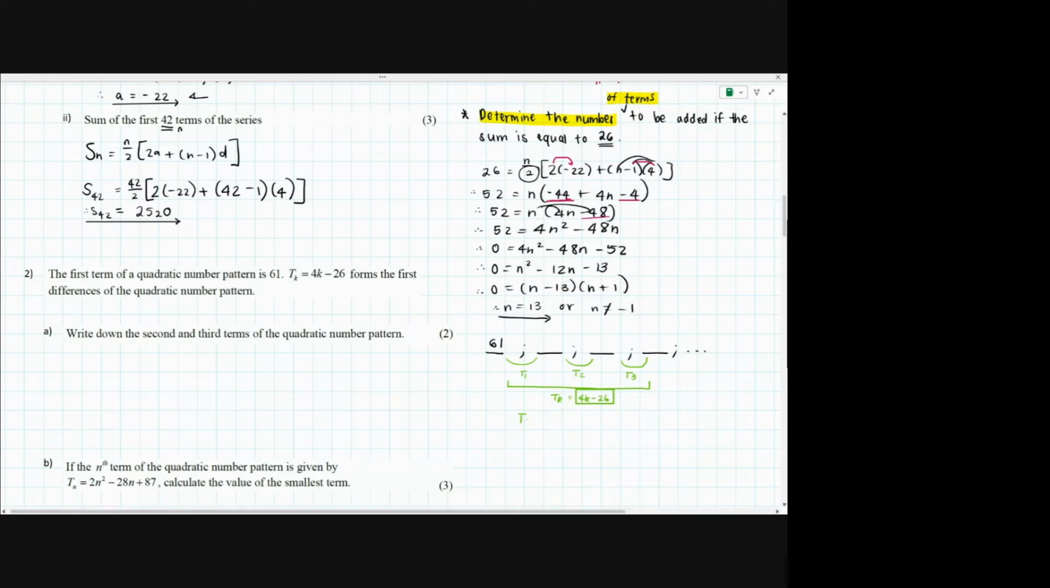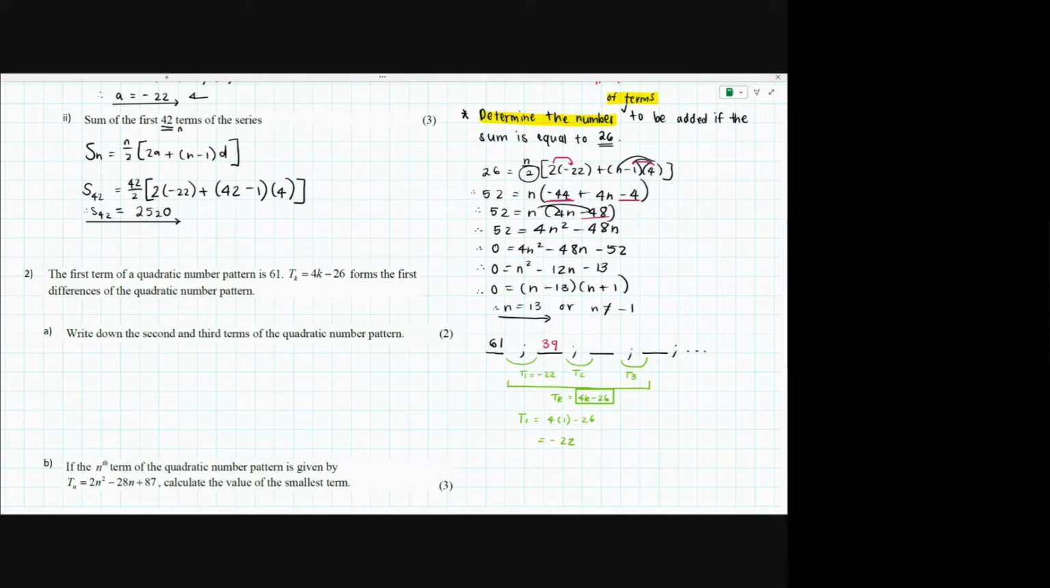So term 1 would be equal to 4 times 1 minus 26, which would be equal to minus 22. So what that's telling me is that I need to say 61 minus 22 in order to get my second term. 61 minus 22 equals 39. So now I've got my second term.